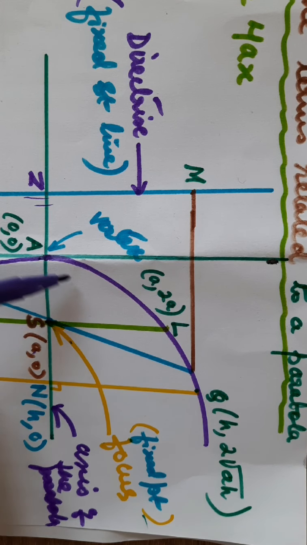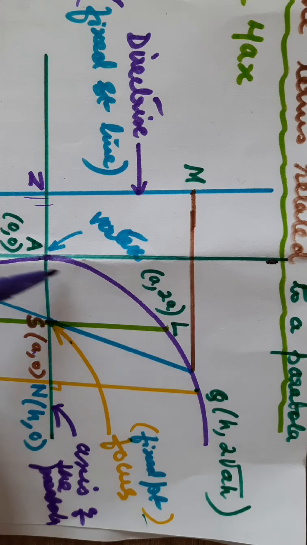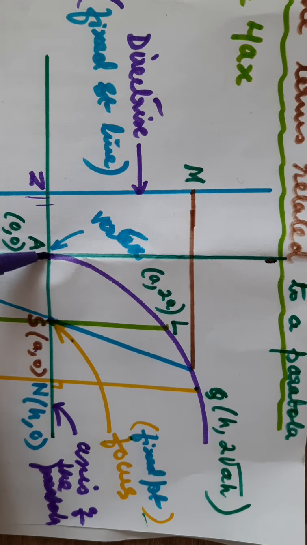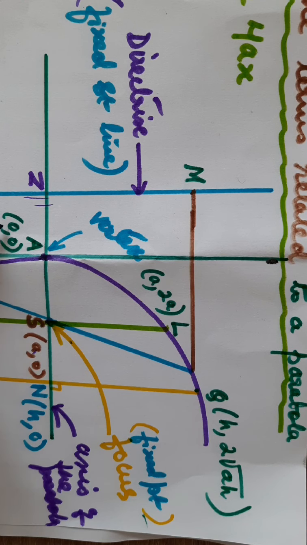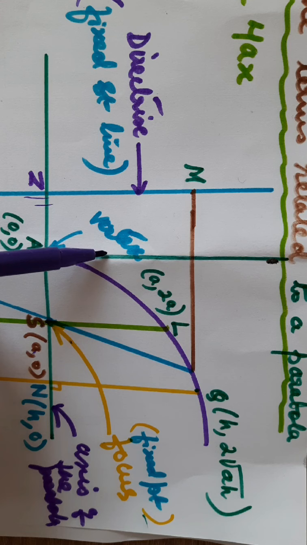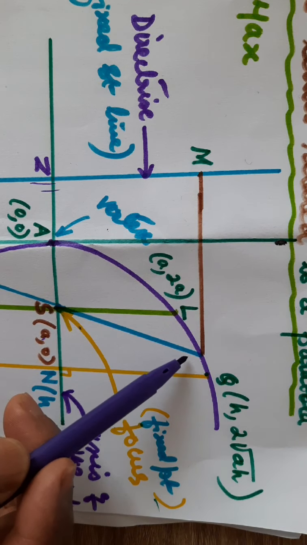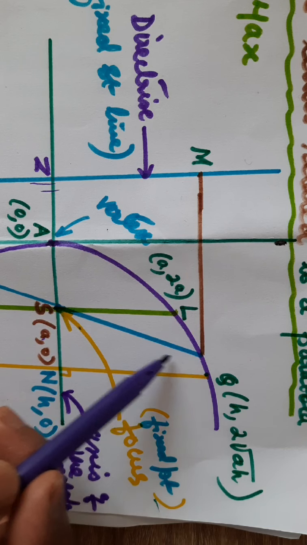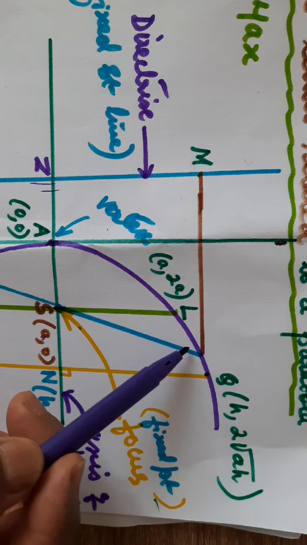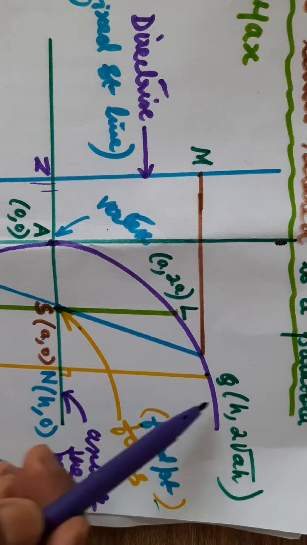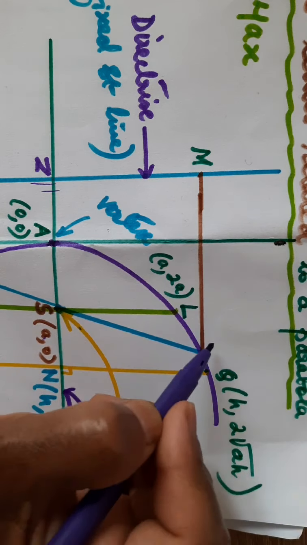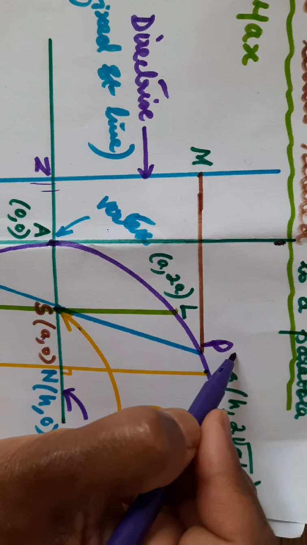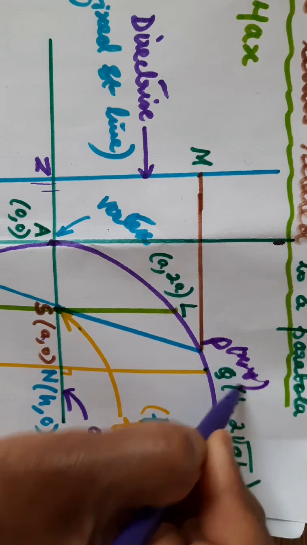Now the point of intersection of this parabola with the axis of the parabola, that is this point here, given by A, whose coordinate is (0, 0), we have taken as the origin. This is called the vertex of the parabola y square is equal to 4ax. Now, if I take this, this is a point P having coordinate (x, y).